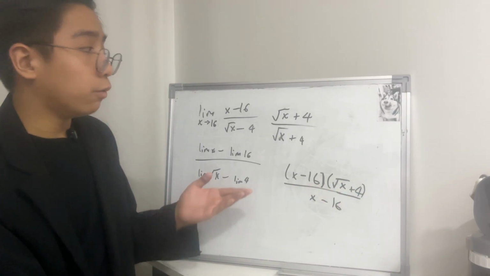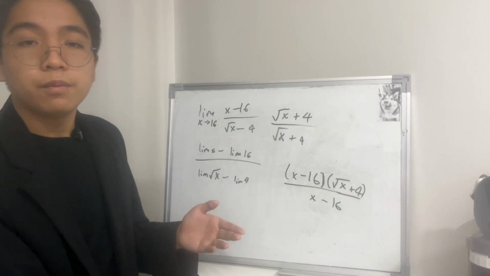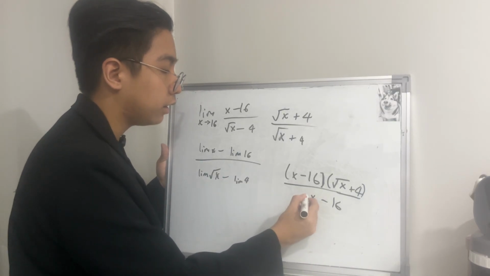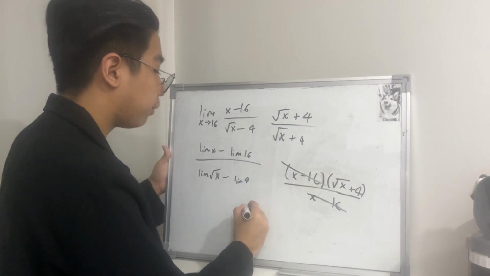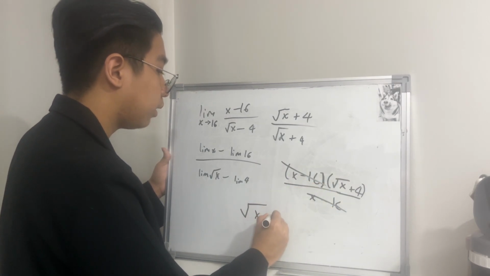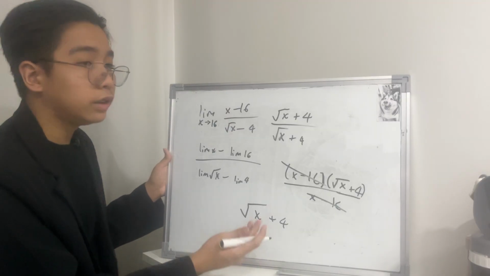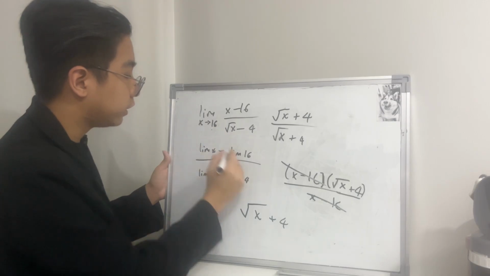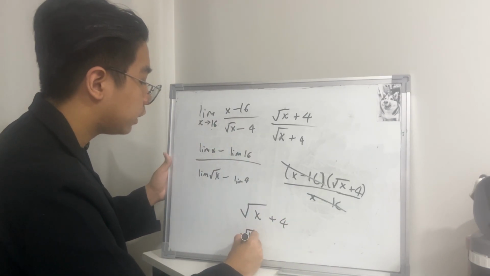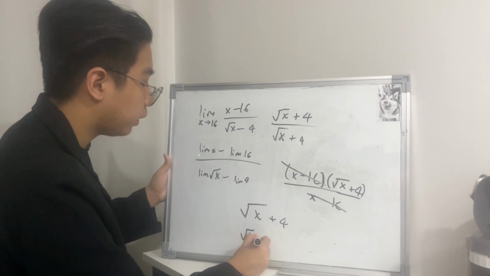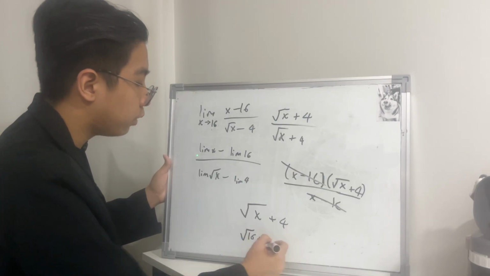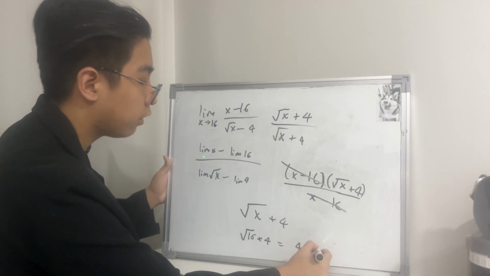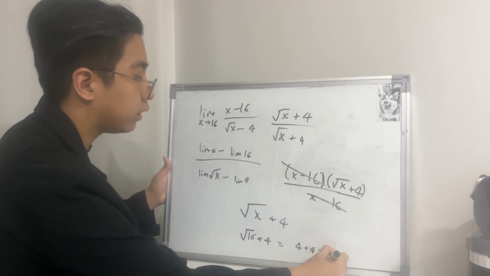The reason why we just copied our numerator is so that it becomes much easier to cancel out our common factor, which is x minus 16. As we cancel this out, we're left with square root of x plus 4. Now it is time to substitute our x, which has the value of 16. So square root of 16 plus 4. Square root of 16 equals 4, so 4 plus 4 is equal to 8.